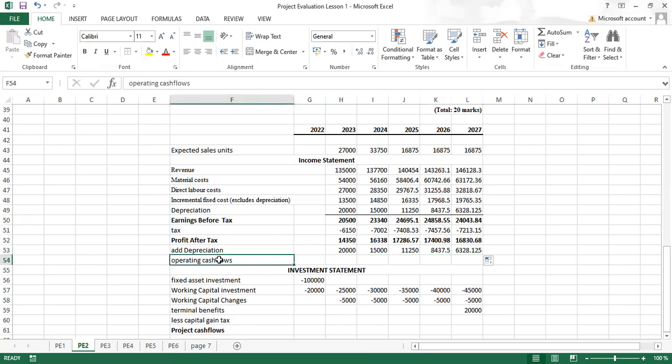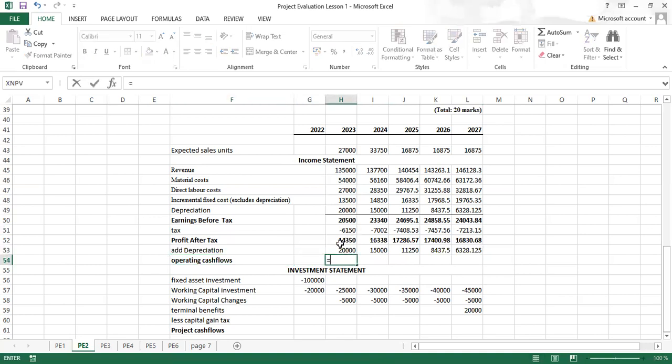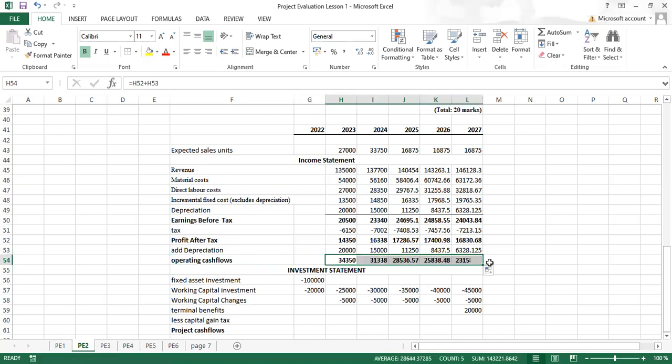Then operating cash flows, Control B. It will be equals the profit after tax plus our depreciation. Control Enter, Control B to bolden, Alt H B P to put a top border, and you drag that along.